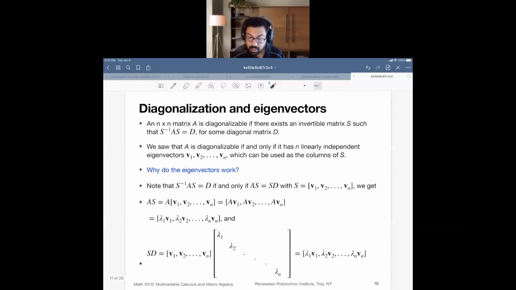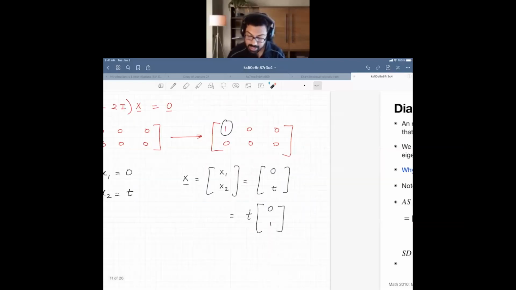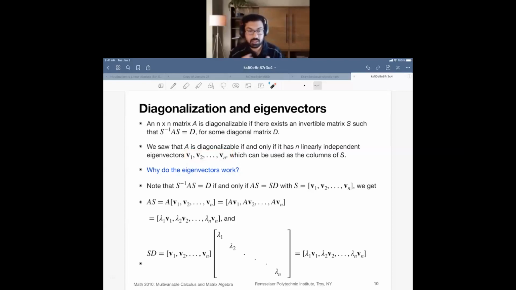Let's move on and take a look at diagonalization and eigenvectors. We have an n by n square matrix A. It is diagonalizable if there exists an invertible matrix S such that S inverse AS equals D for some diagonal matrix D. We already saw that. It is also diagonalizable if it has n linearly independent eigenvectors, V1 through Vn. So these two conditions were listed over here. One condition was that A is diagonalizable if there is some S that makes A diagonal. The other was a theorem which states A is diagonalizable if it has n linearly independent eigenvectors, V1 through Vn.